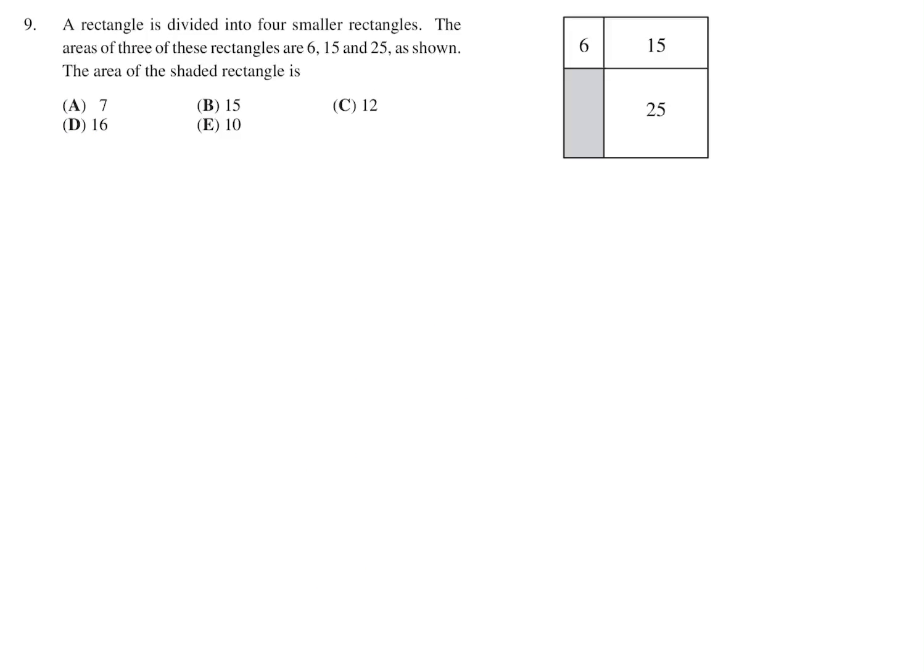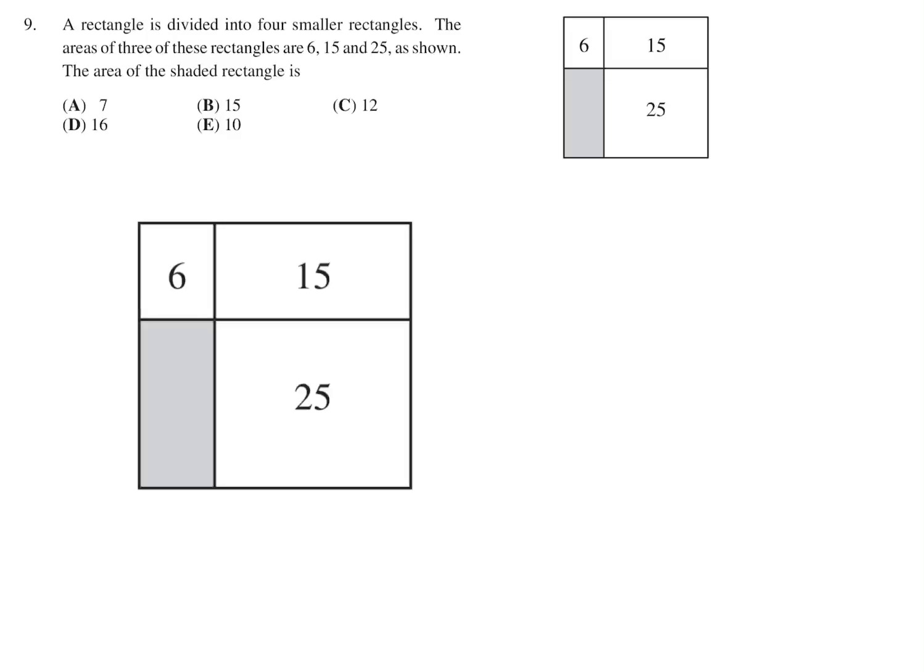The rectangle is divided into 4 smaller rectangles. The areas of 3 of these rectangles are 6, 15, and 25, as shown. The area of the shaded rectangle is. So let's start filling in what could be the possible side lengths. Start with this guy here. It's 6 as an area, so it could be 2 and 3 as possible lengths. I put 2 there because it looks shorter than the other side. That's why I put it there.